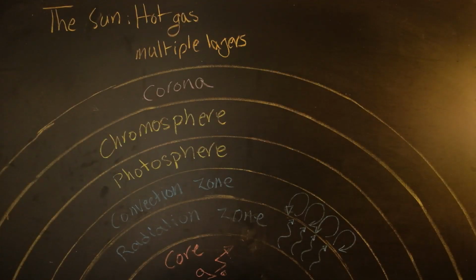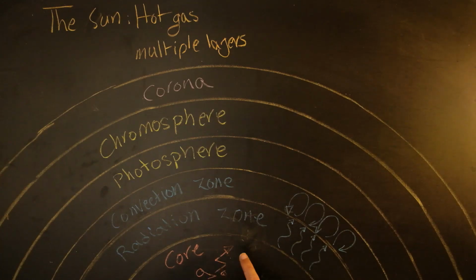Sun is a star. Stars are hot gas. They have very complicated structures, but they are usually multi-layered. In this case, we are looking at different layers of the sun. This is not the right scale, just a cartoon showing different layers.